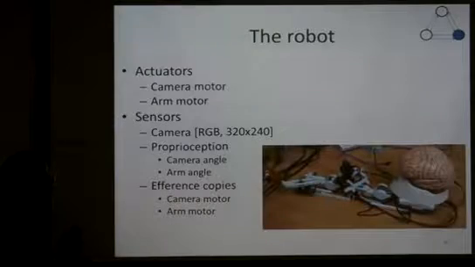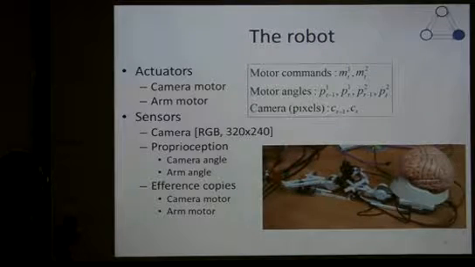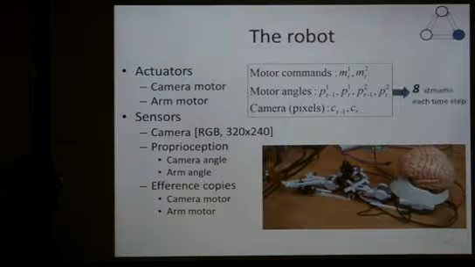So this is my robot, again. I have one motor of the arm, one motor of the camera, and I have pixels from the camera. So generally what I have is 8 streams of information. I have the motor commands to the arm, motor commands to the camera, the position of the arm and position of the camera in 2 time steps, because again, I'm trying to learn predictions. And I have the pixels of the camera, again in 2 time steps. So in the end, I have 8 streams of information in each time step.